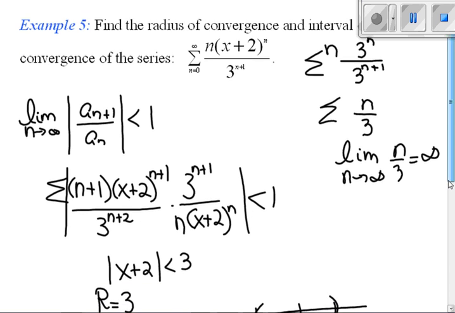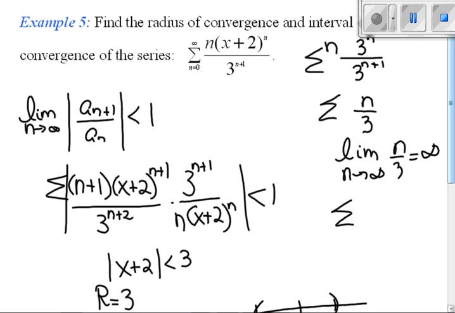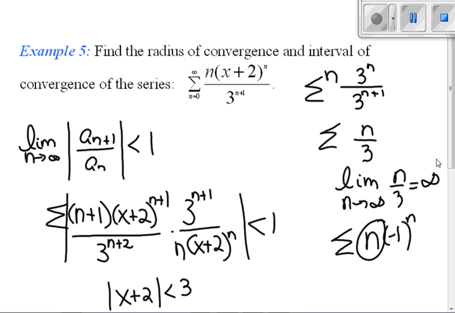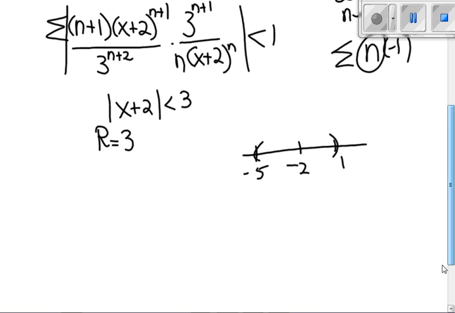Then it's going to alternate, that's true, but it's going to be this. Is the limit of that sequence 0? No, so it doesn't converge for either one. But that's just a 3. If I had the n in the denominator, life would be much better, but it's not. So that's the answer. Negative 5 to 1.